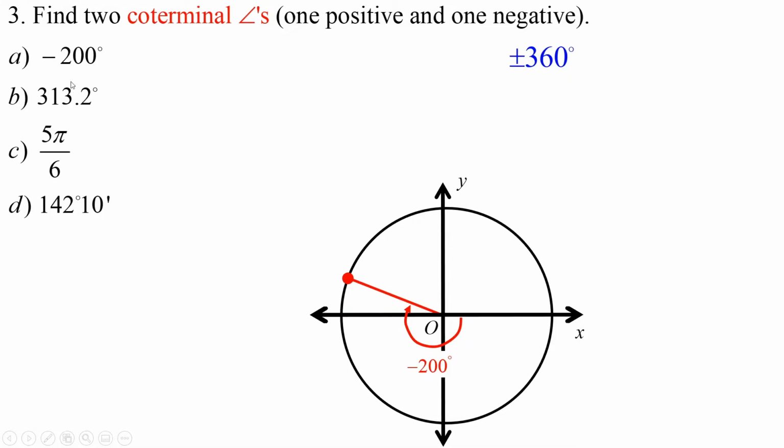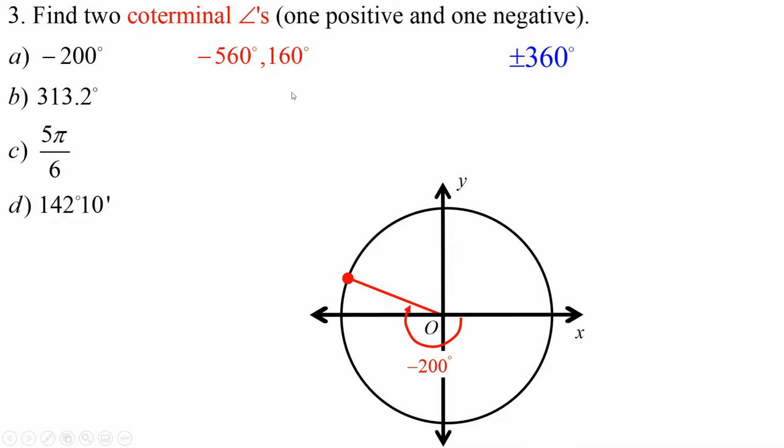Well, if I take negative 200 degrees and I subtract 360 degrees from that, that means I'm at negative 200 and then one more revolution. That would be negative what? Well, negative 200 minus 360, that'd be negative 560 degrees. So my negative solution, negative 560 degrees. Now let's add 360. So 360 degrees minus 200 degrees, that would be 160 degrees.